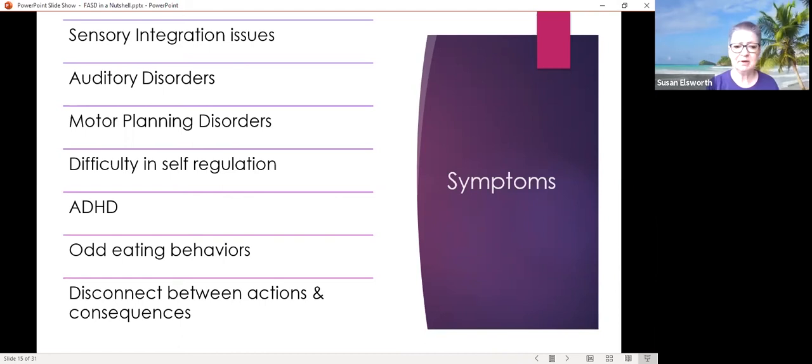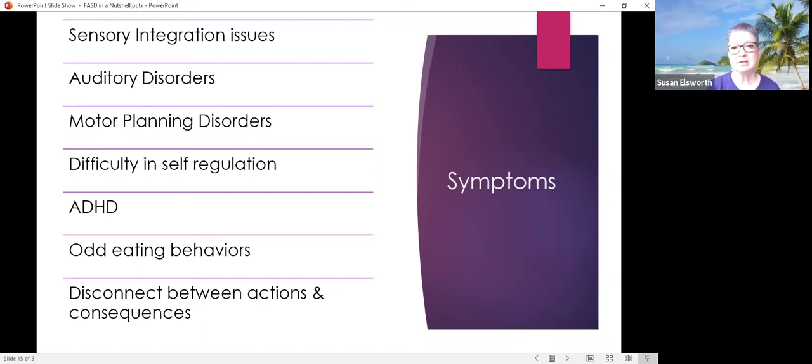So there can be some engorging. Sometimes you go from the grazers who are eating light things all day long to the ones who are eating way too much food at a time, and there's a disconnect between their body telling them that they're full, that sensory breakdown. And the last thing on the symptoms that we want to talk about here is the disconnect between actions and consequences. This is extremely problematic. And when we tie this back to high levels of impulsivity and difficulty in self-regulation, you can see that this is just a cocktail that's going to be very challenging for this individual and their caretakers.